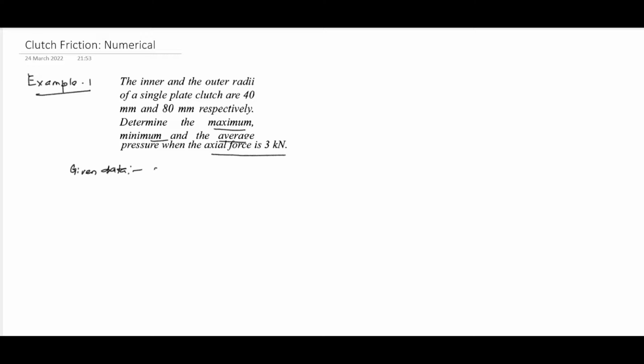Okay. So here given data are R1 is given 80 mm outer radius, R2 is given 40 mm, axial force, that is the W, or in some books they used to write F, is given 3 into 10 to the power 3 Newton.